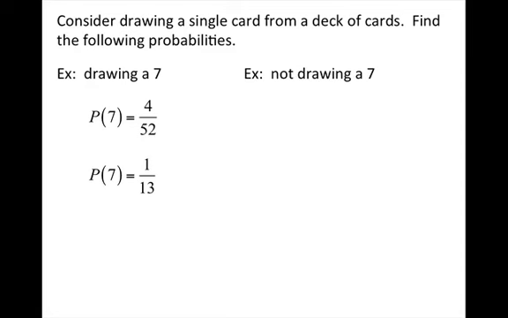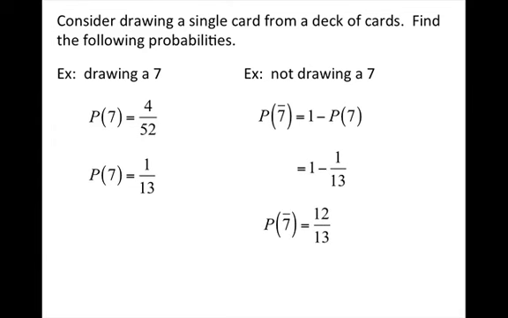Well, now let's look at the probability of not drawing a 7. Since I just found the probability of drawing a 7, it's going to be easier to use complements. The probability of not drawing a 7 is 1 minus the probability of drawing a 7. So that's 1 minus 1/13, which is 12/13. And don't forget, you can use your calculator for the fractions to make this easy on you.